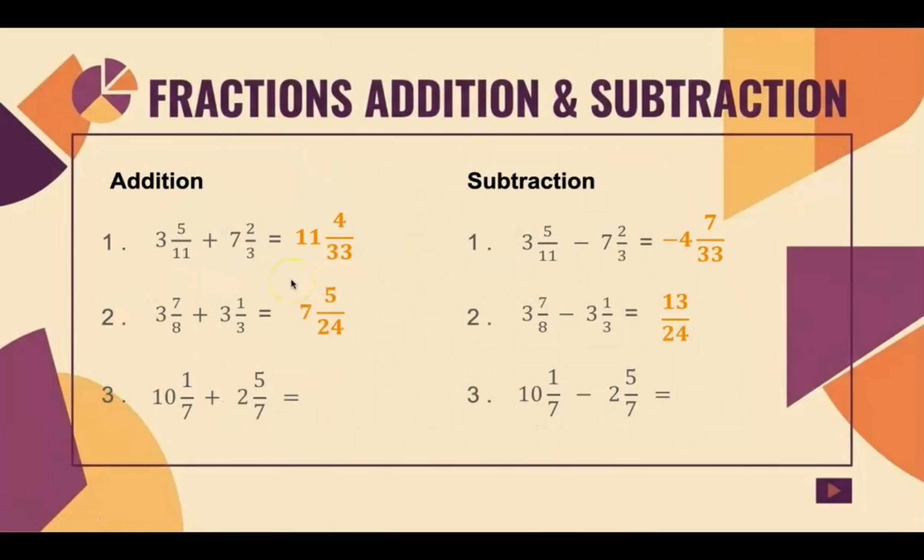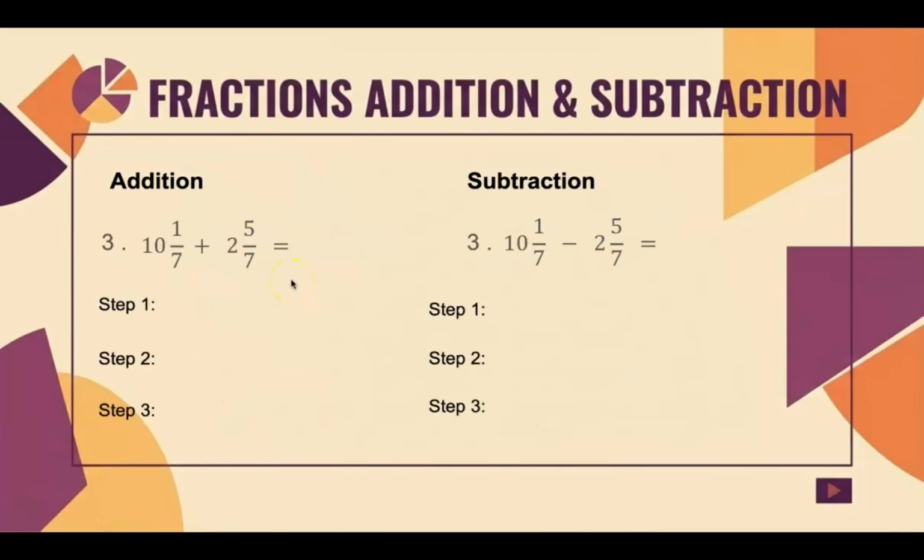Now let's go to the third problem, 10 and a 7th plus 2 and 5/7. And for subtraction, it's 10 and a 7th minus 2 and 5/7. So for this, let's use method 2. First we need to separate the wholes and add them. And 10 plus 2 equals 12. And then we move on to step 2, which is to separate the fractions and add them. And so we need to do 1/7 plus 5/7, which will give us 6/7.